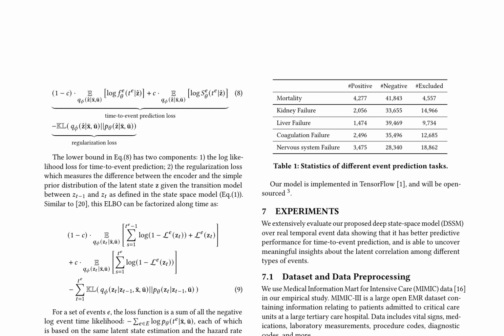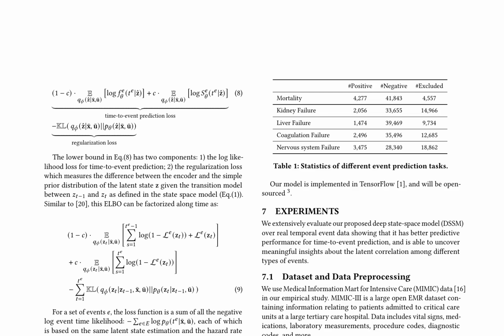The proposed Deep State Space Model (DSSM) is designed to predict the time to event for complex temporal event data, with a focus on healthcare applications. The model's lower bound, the evidence lower bound ELBO, consists of two components: the log likelihood loss for time to event prediction and the regularization loss. The ELBO can be factorized along time, allowing for efficient computation of the loss function.